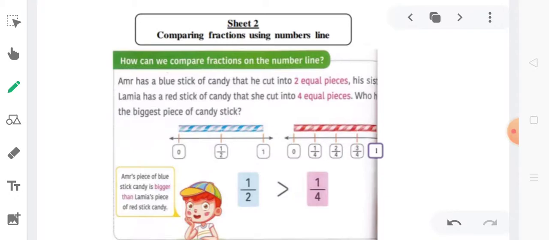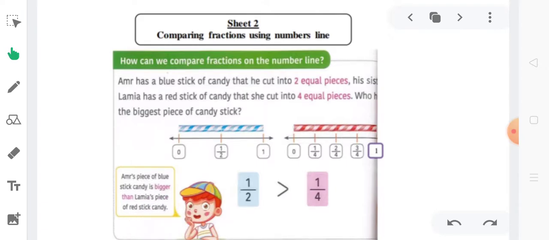Okay, Amr has a blue stick of candy. He cut it into 2 equal parts. Look here, this part. His sister Lamia has a red stick of candy. She cut it into 4 equal parts. Who has the biggest piece of candy stick? Look here. Amr's piece of blue stick candy is bigger than Lamia's piece of red stick candy.